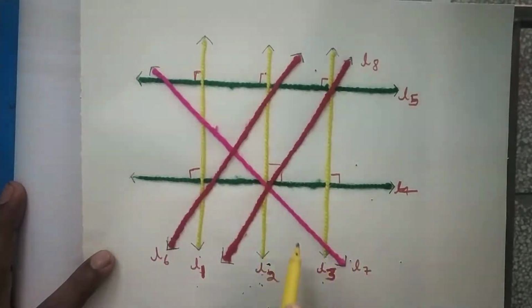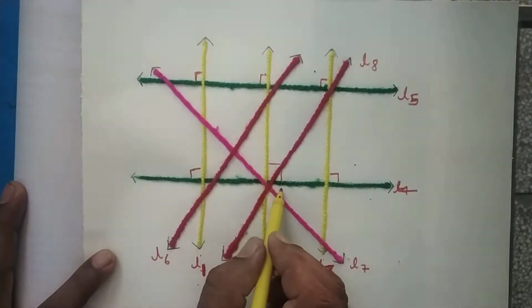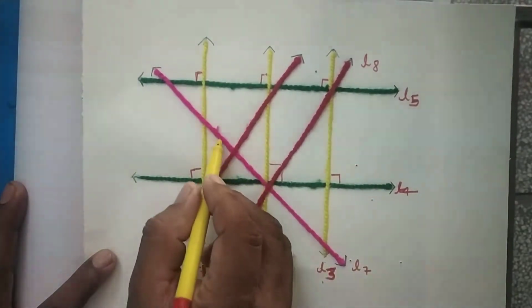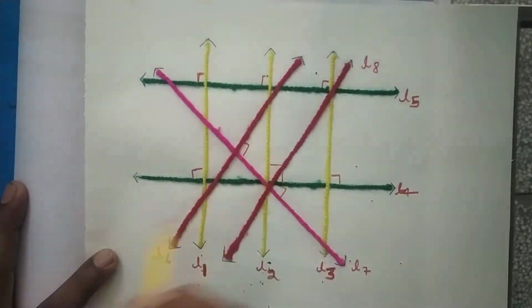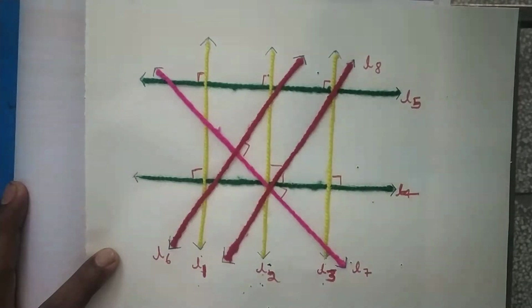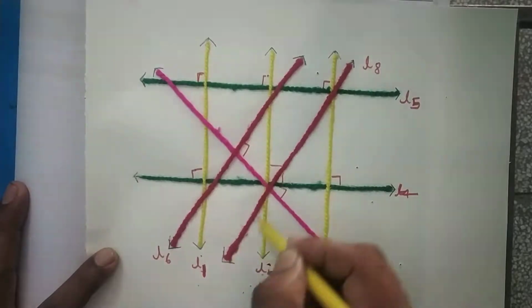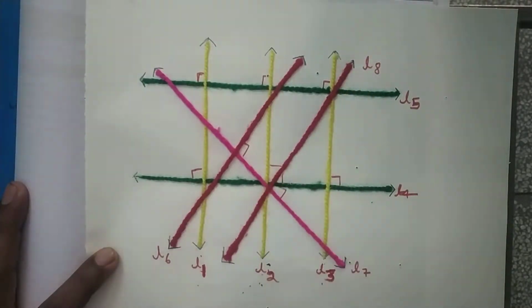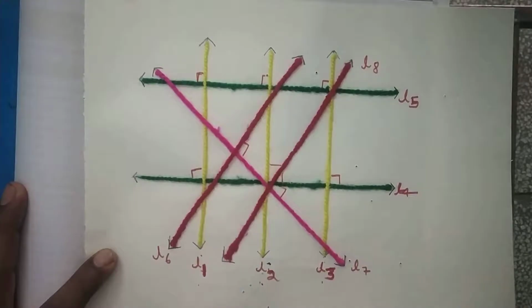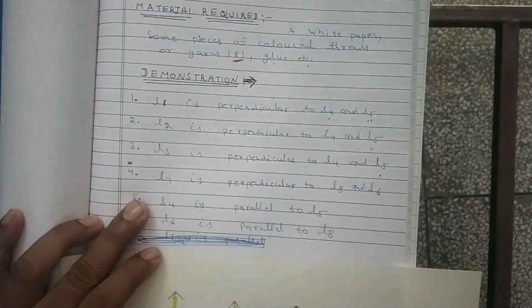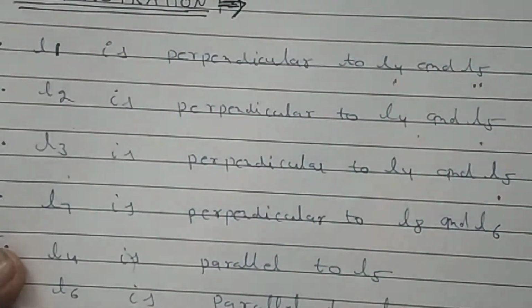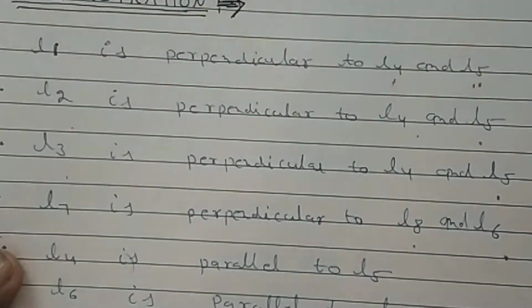Now, next observation. L7 is perpendicular to L8. L7, this line, is perpendicular to L6 and also L8. That is clear. Now we write down that L7 is perpendicular to L8 and L6.